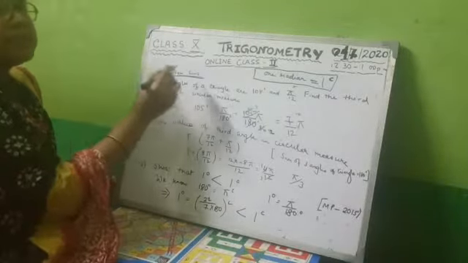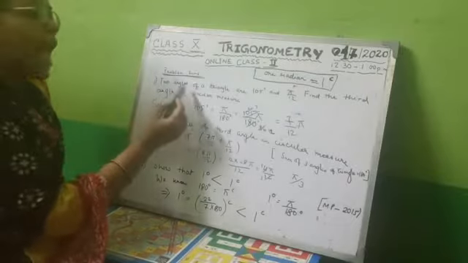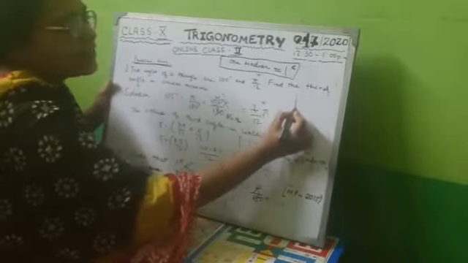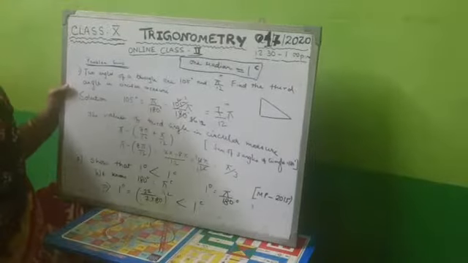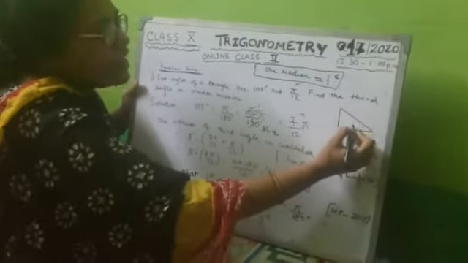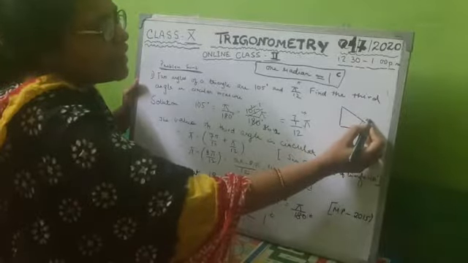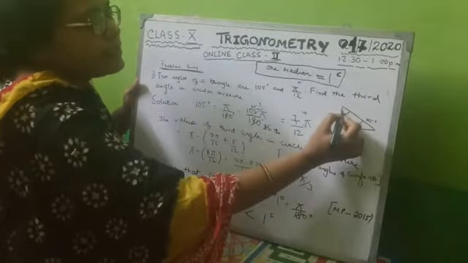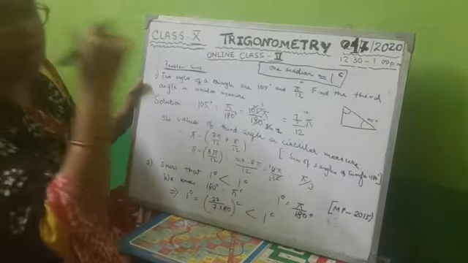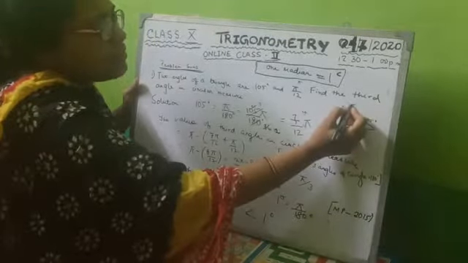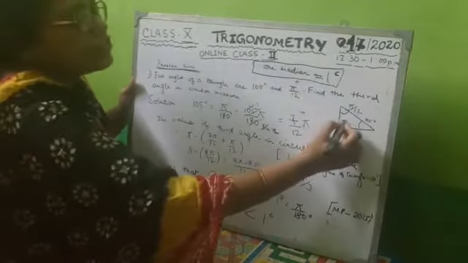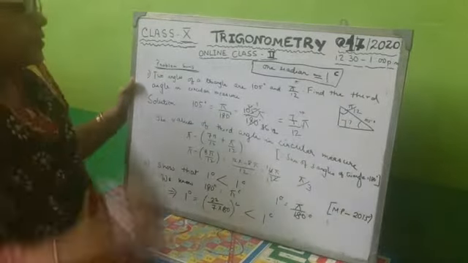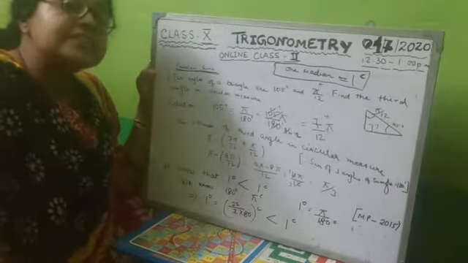Now, a problem sum is being given to you. Two angles of a triangle are given. One angle is 105 degree. Another is given in a different form, not the circular measure. It is written as pi by 12 or radian by 12. Find the third angle, and we have to write the angle in circular measure.